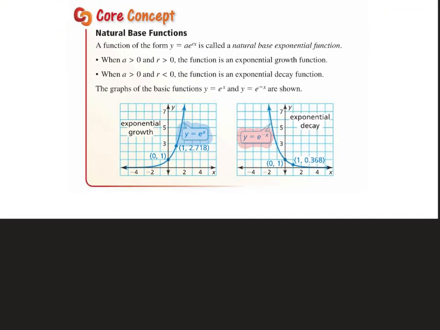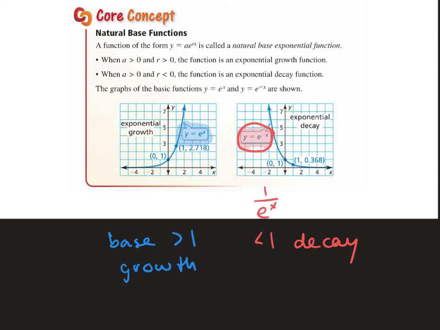And remember from 6.1, usually if our base was greater than 1, we had growth, and if our base was less than 1, we had decay. So here, this negative exponent is actually making this 1 over e to the x. So it's changing our base to be a fraction. That's what makes this less than 1 and what makes this decay. So when you have a negative exponent, it changes it to a fraction, which means we have decay.